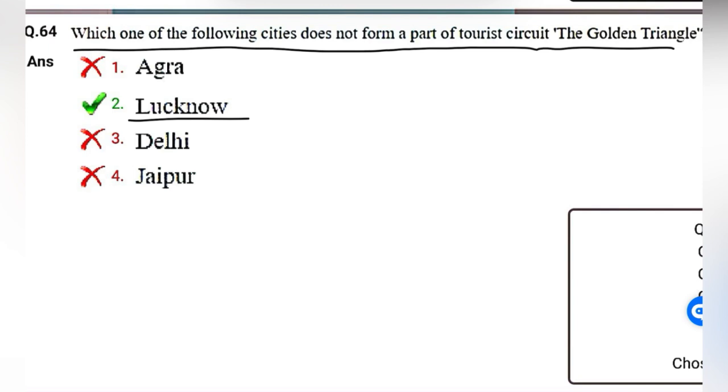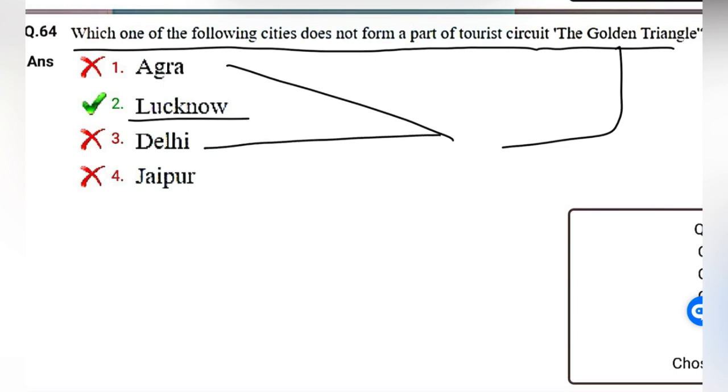Which one of the following cities does not form a part of the tourist circuit, the Golden Triangle? Lucknow. Because Golden Triangle means Agra, Delhi and Jaipur. So the one which does not form it is Lucknow, option 2. It is called golden triangle because of the triangular shape formed by the locations of New Delhi, Agra and Jaipur on a map.